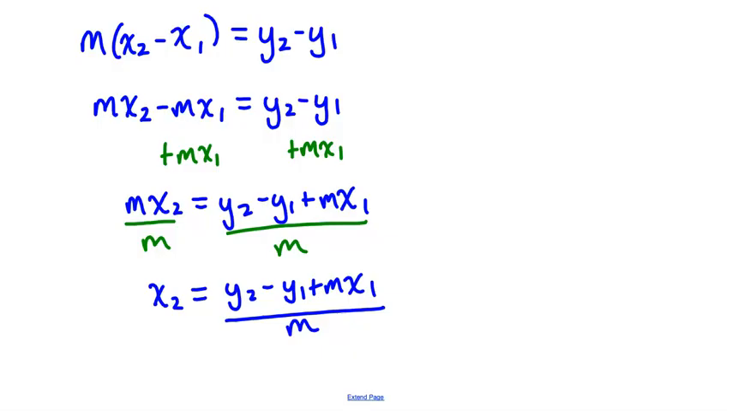Now, one thing that we could do with this answer is write it to look different. Maybe we write it so that we separate all the terms in the numerator and put them all over m. So y sub 2 over m minus y sub 1 over m plus m times x sub 1 over m. It would still be a correct answer. It would just look different, which leads us into our next slide.